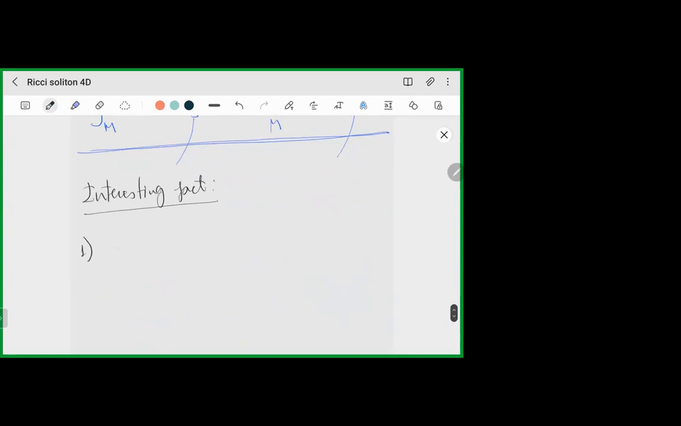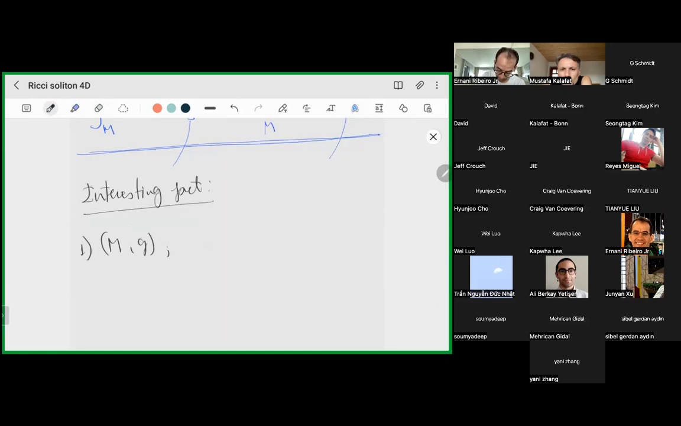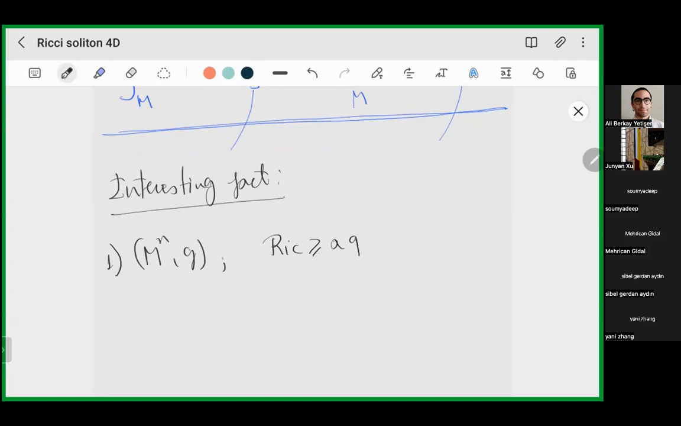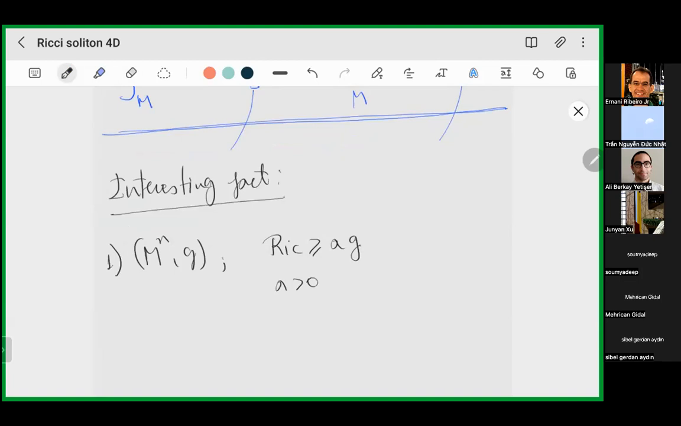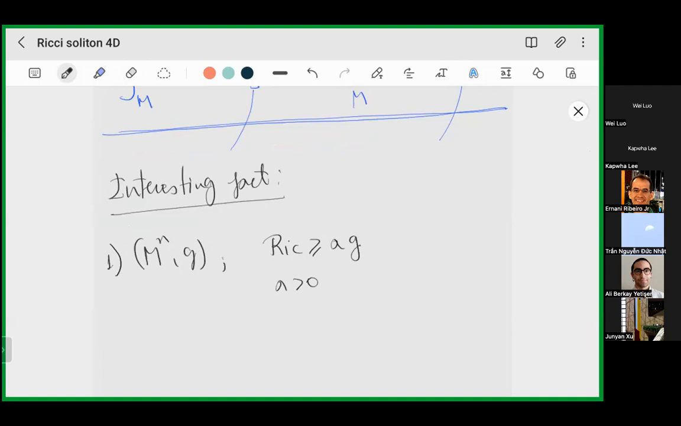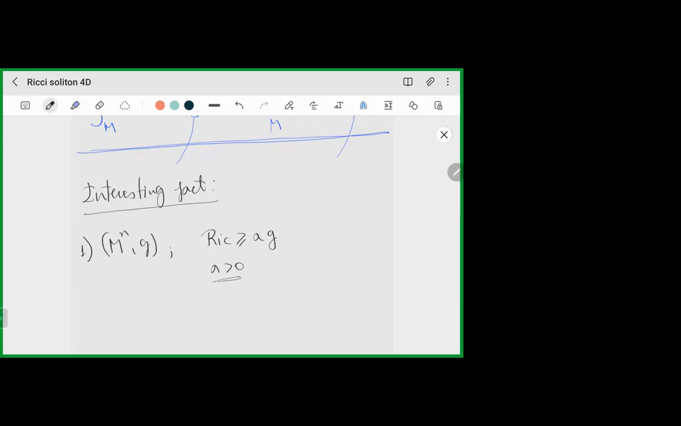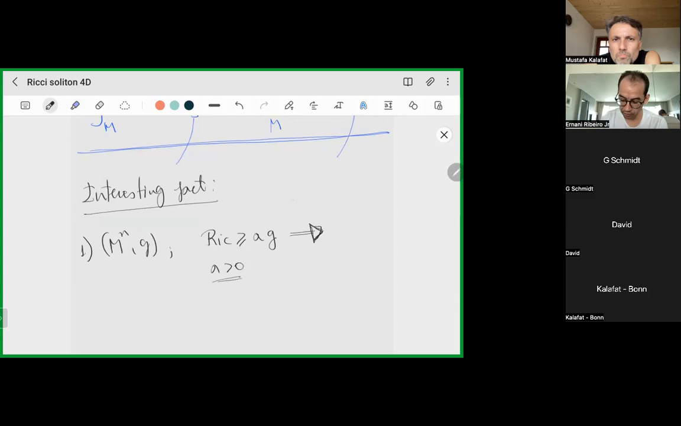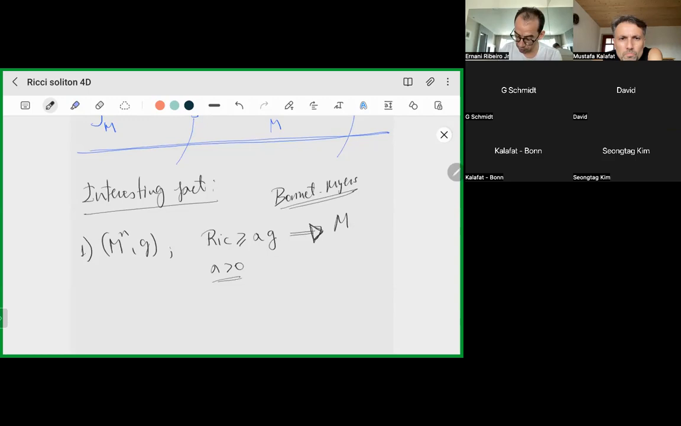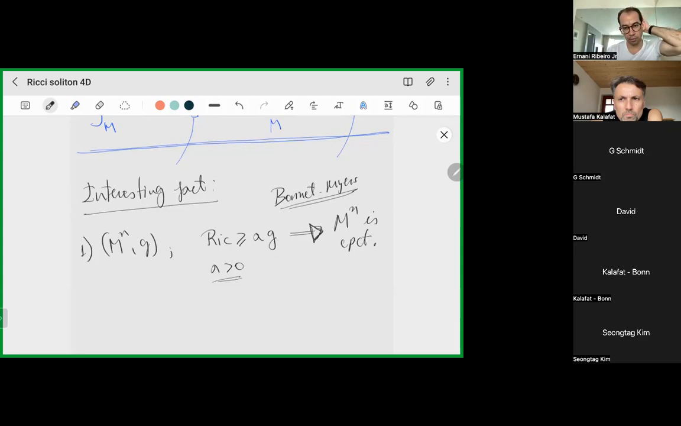When you look, for example, at complete Riemannian manifolds of dimension n, such that the Ricci curvature is bigger than or equal to a positive constant, say A, we know from the course of Riemannian geometry that we can apply the Bonnet-Myers theorem and conclude that M must be compact. This is the compactness theorem by Bonnet-Myers if the Ricci curvature is strictly positive.